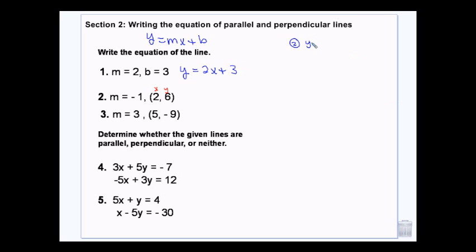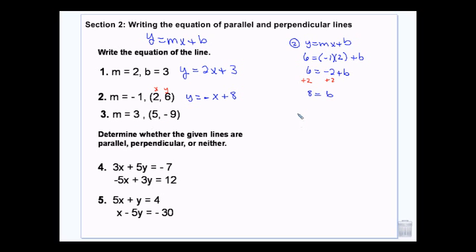So I plug in Y, I plug in M, plug in X, and I find B. So 6 is equal to -2 plus B. Add 2 to both sides. And B is 8. So I have -x plus 8. There's like that invisible -1 there.